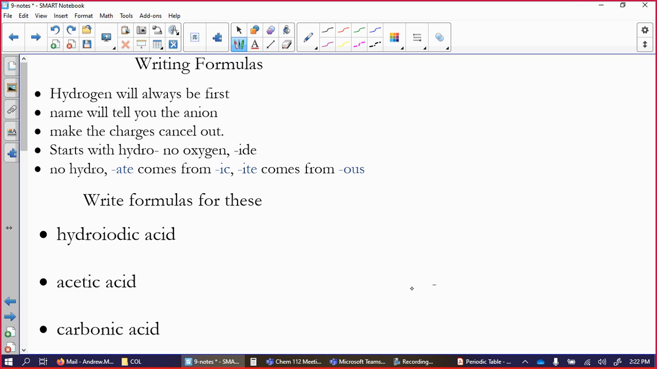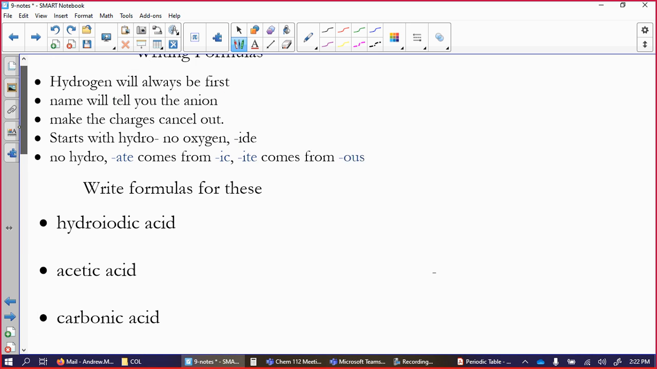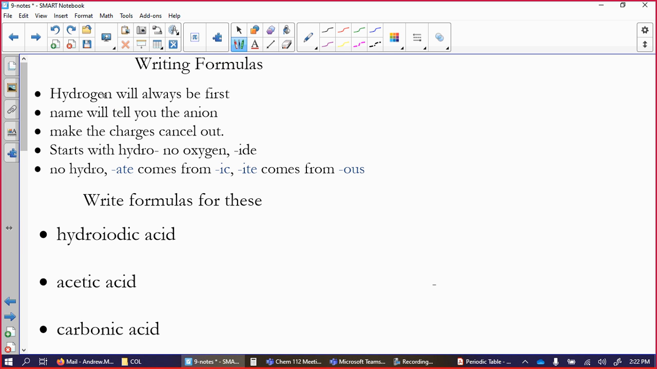Writing formulas for an acid is fundamentally the same thing as writing formulas for an ionic compound. We will generally put hydrogen first. There's a couple cases where I don't, but for us, hydrogen is always first. It's always H with a plus one. So we add however many plus ones we need to cancel the charge out. We figure out what anion we need based on the name. If it starts with hydro, it's going to be an ide, and vice versa.